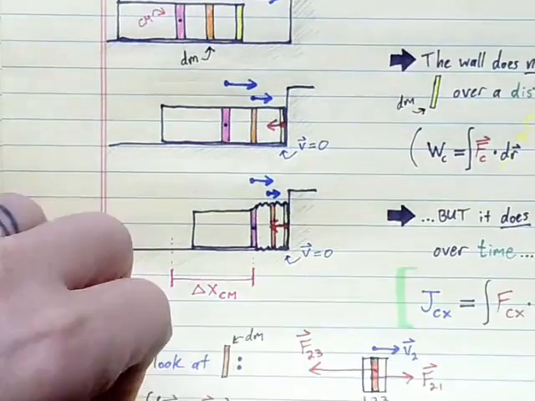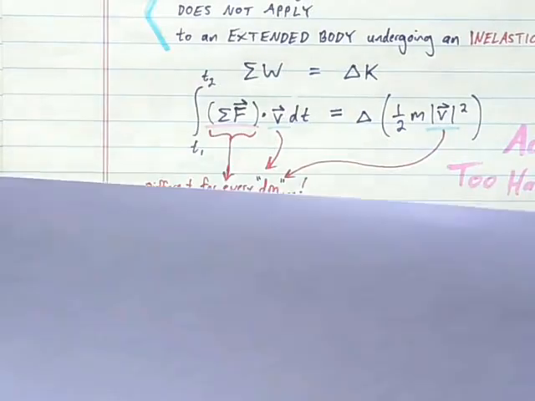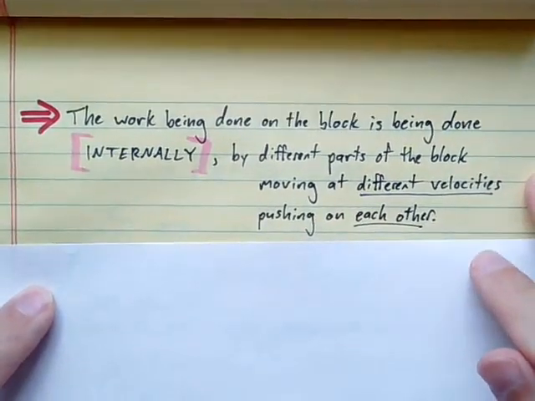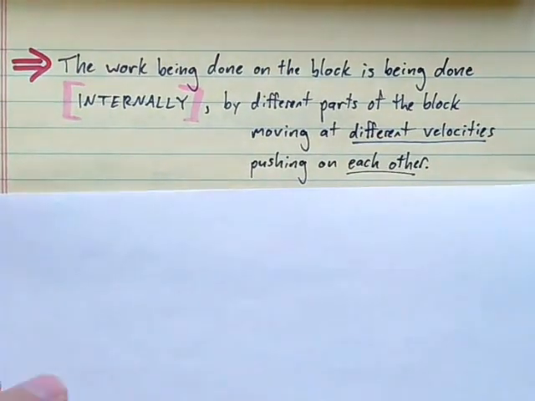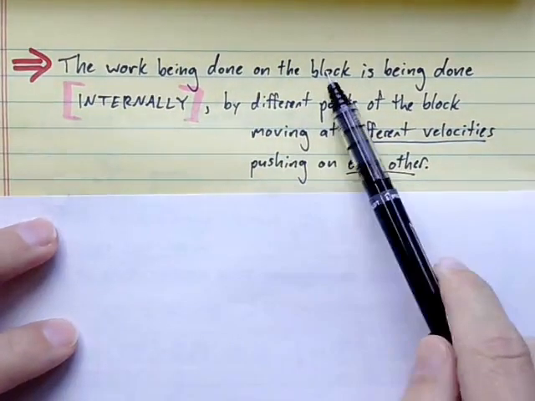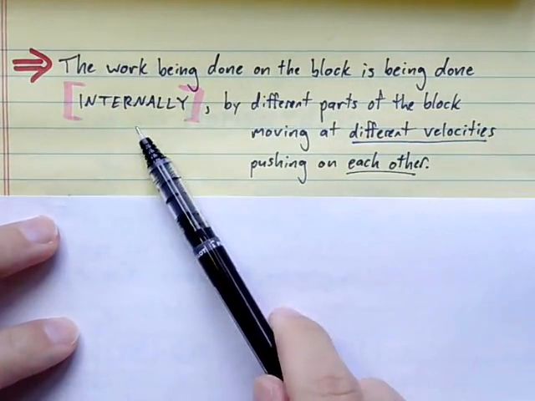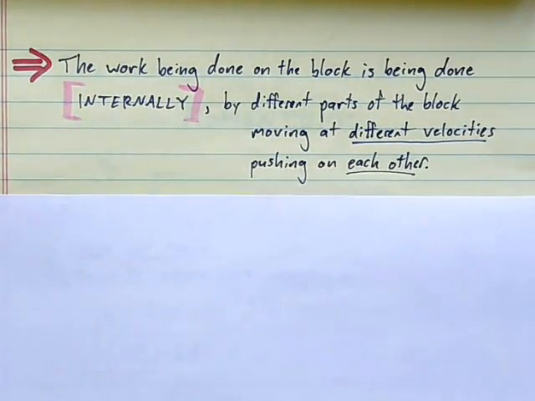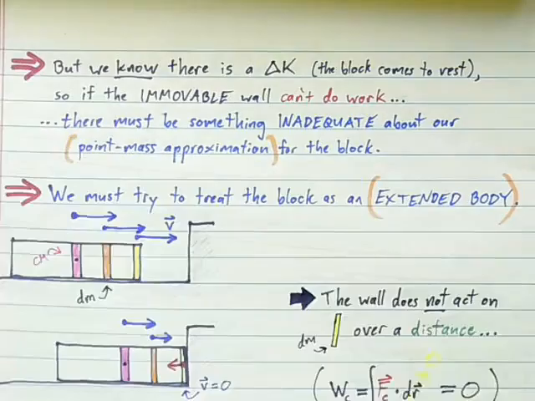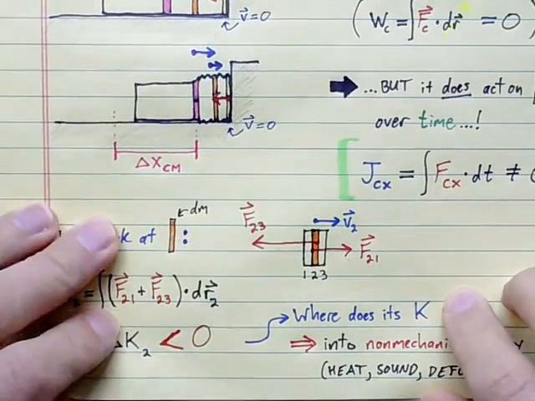So the work being done on the block, the work that's not being done by the wall, we know the wall isn't doing that work. The work being done on the block is being done internally by different parts of the block moving at different velocities, pushing on each other. That's where the work that slows the block down happens. It's happening inside the block itself.